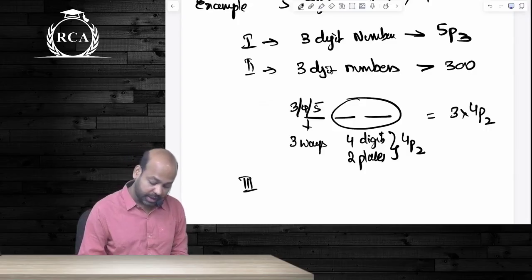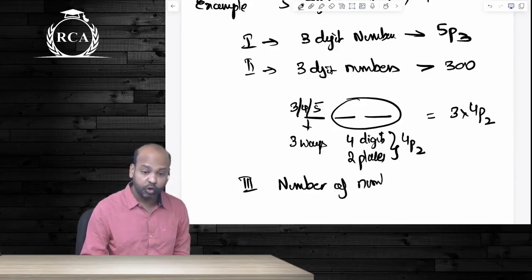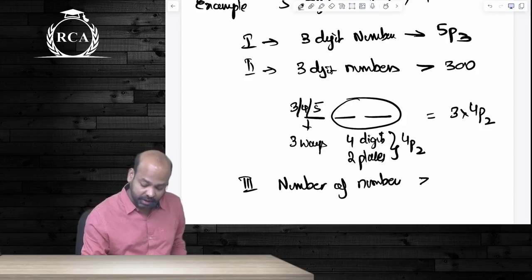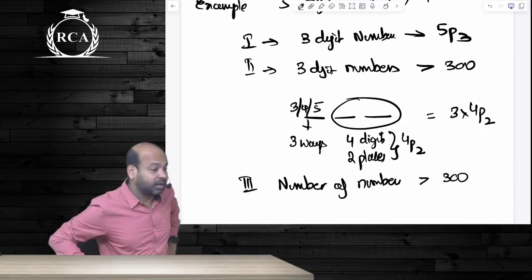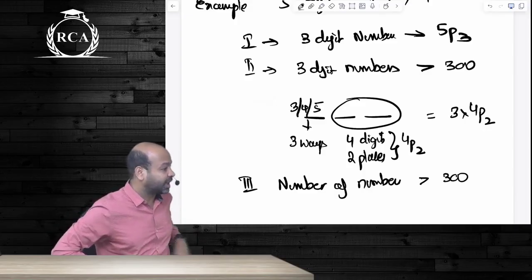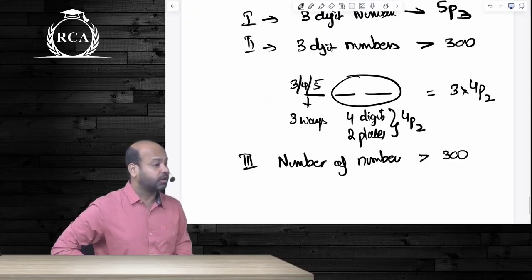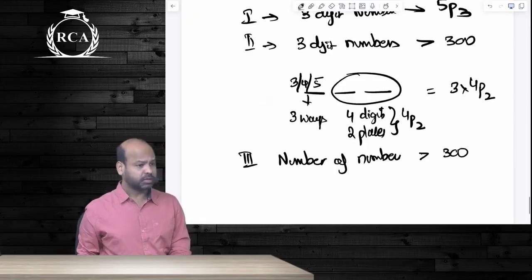What if they just say, beta, number of numbers greater than 300? Then you have to not only form 3-digit numbers, you'll also have to form 4-digit numbers, guys, and 5-digit numbers. But every 4-digit number, every 5-digit number will be greater than 300. So that condition of the first place will only come for 3-digit numbers, not for the other places. Yes or no? Kya bata Vikyant?